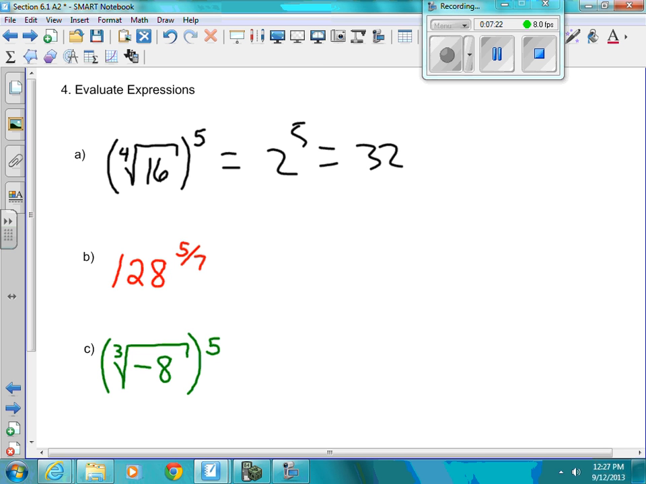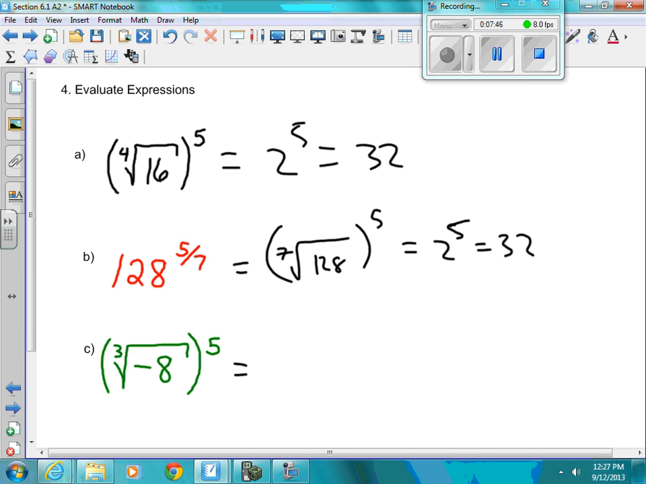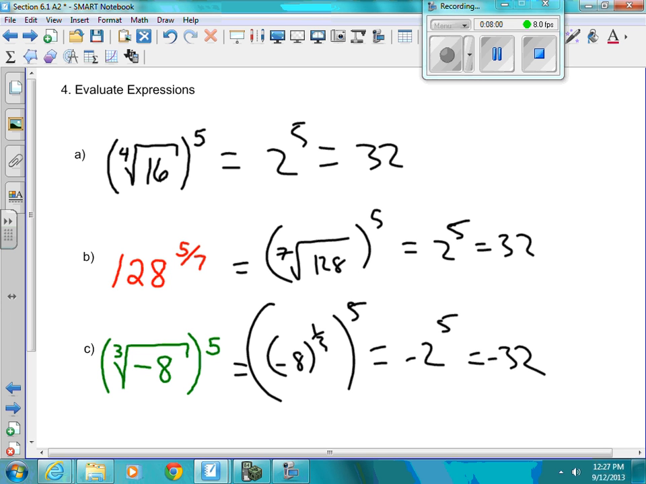128 to the 5/7 power. You could put it directly in your calculator, or you could rewrite it. The 7th root of 128: it multiplies by itself 7 times to get 128. That's 2, which is to the 5th power. It's once again 32. And the cube root of -8, we can do that. You can take odd roots of negative numbers. It's not imaginary. This is just like -8 to the 1/3 power, all to the 5th power, or -2 to the 5th power, which is -32. Double check those, put those expressions back in your calculator, make sure we did them correctly.